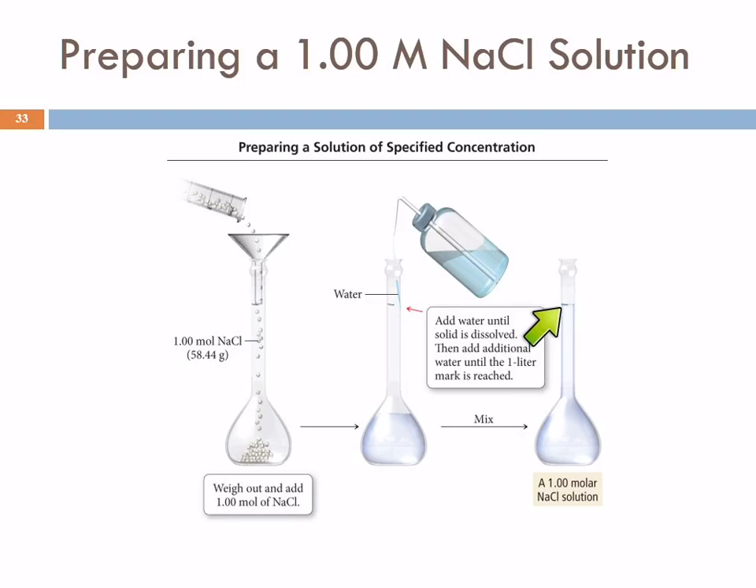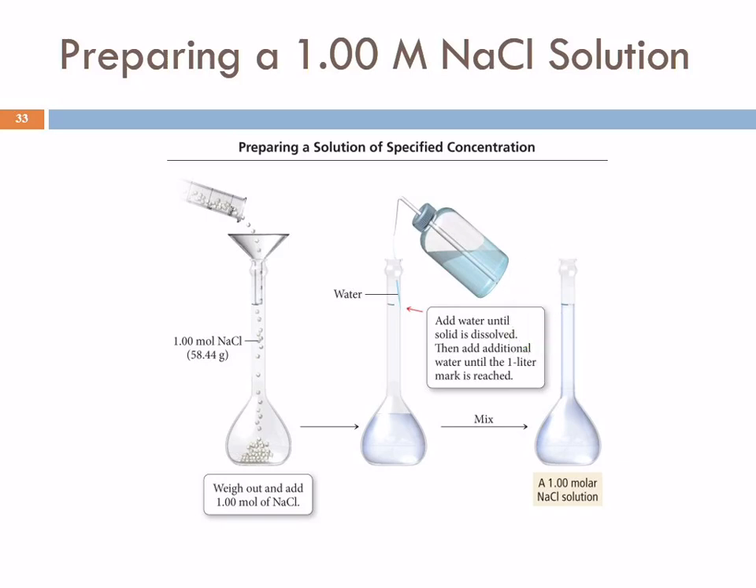Then you're going to add water. There will be an etched or a printed line on the neck. Some of them might be near the top, some of them might be lower, but each of them has been marked individually where the 1 liter mark is. So you fill till the bottom of the meniscus is at the line.